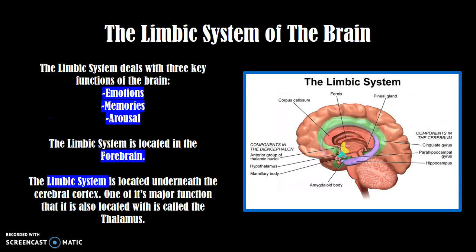The second thing we'll be talking about is the limbic system of the brain. There are three key functions of the limbic system. These are emotions, memories, and arousal. The limbic system is also located in the forebrain, underneath the cerebral cortex, and one of its major structures is called the thalamus. The thalamus serves as the relay center for the brain where most senses are routed for processing. And over here, this is the limbic system described in a picture.